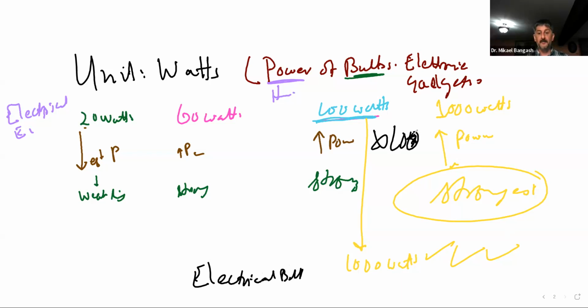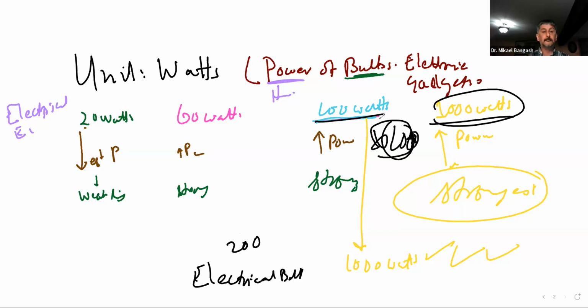Because what was it that you did? You now use 10 times the amount of energy by using 1,000 watt bulbs that you used when you used 100 watt bulbs. So your bill used to be $20. Let's say you don't have other gadgets, just bulbs. Your bill may now be $200, because your energy consumption increased 10 times. Why? Because you use higher power bulbs.